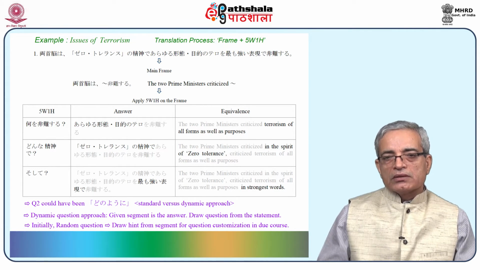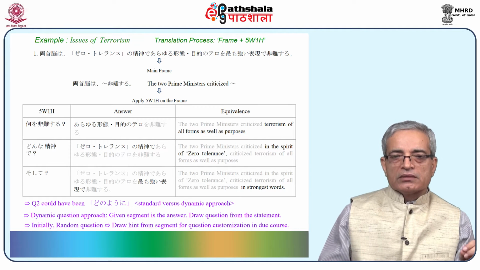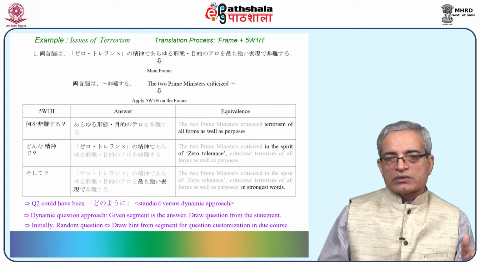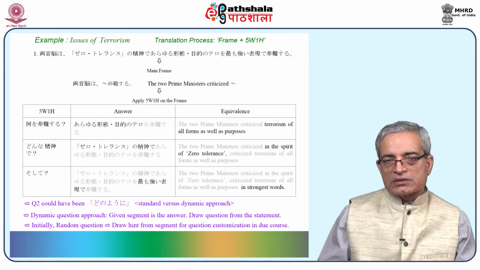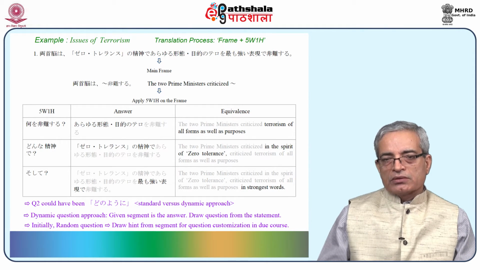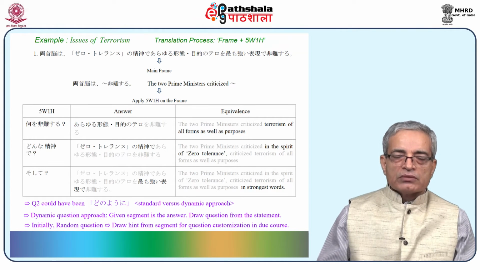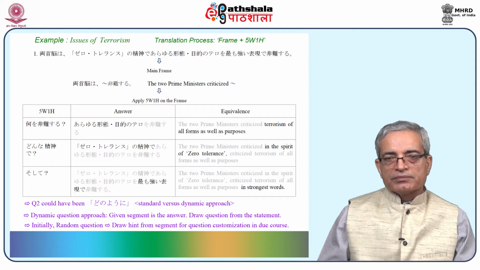Question 2 could have been dono yoni, as a standard, you know, when we look at the standard question. But here the question is donna seishin de. The seishin de is coming in a dynamic way from the sentence itself. So the dynamic question approach: given a segment as the answer, you need to draw the question from the statement or from the segment. Initially go for the random question, draw a hint from the segment, and question customization is to be done in due course.